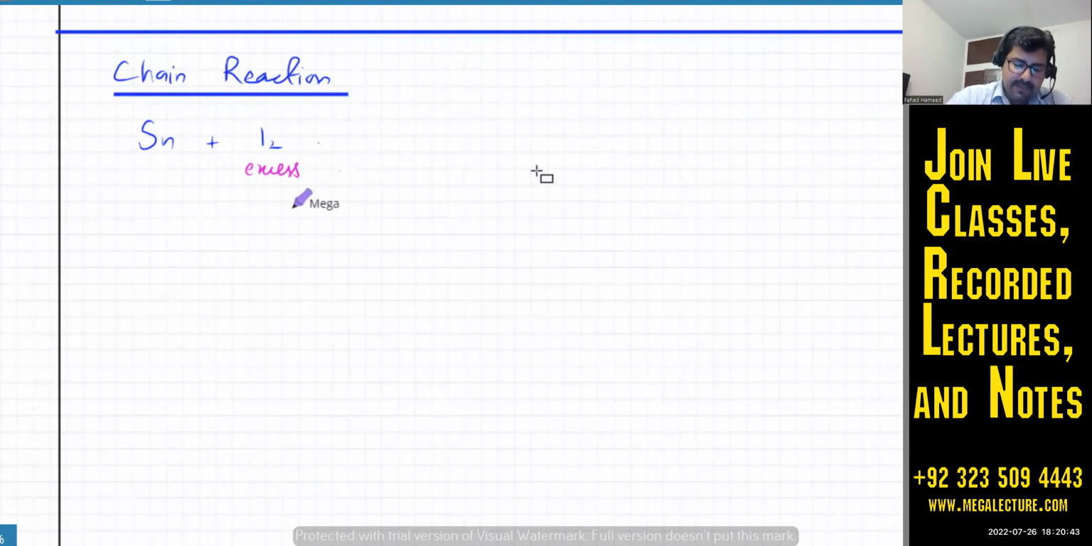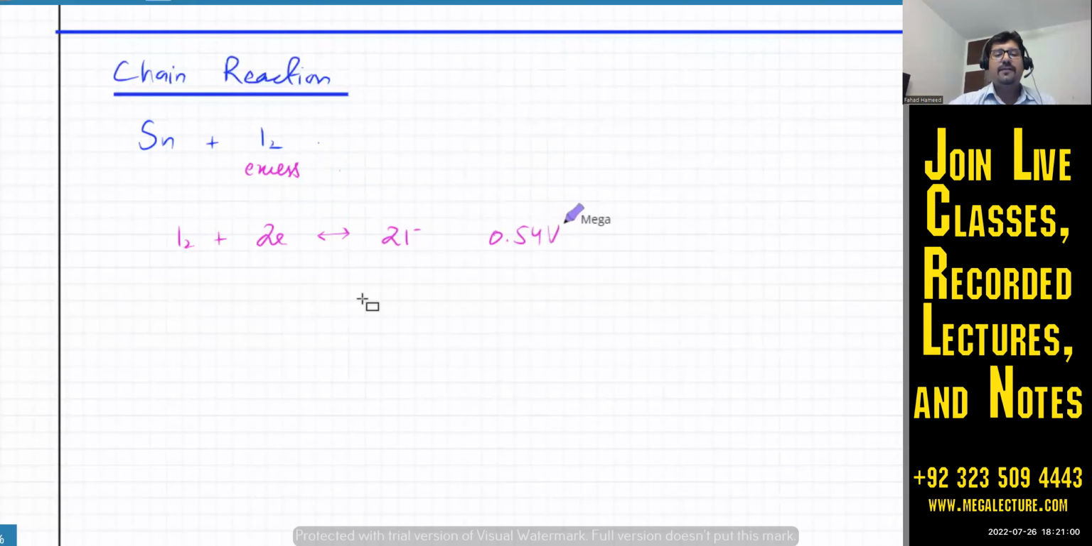Now I'm going to write down the reaction for iodine. I'm going to open the data booklet and iodine, this is the reaction. So this is the reaction, I2 plus 2 electrons. This one has 0.54 volts. I'm going to figure out the electrode reactions for tin now.